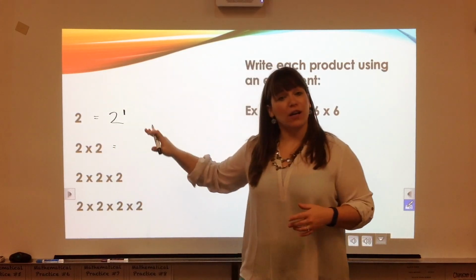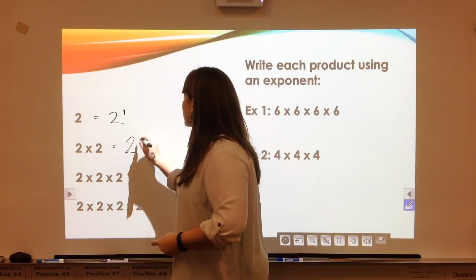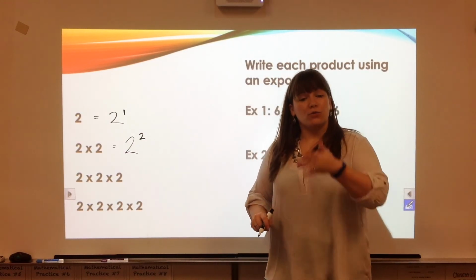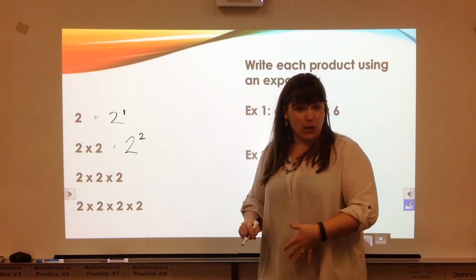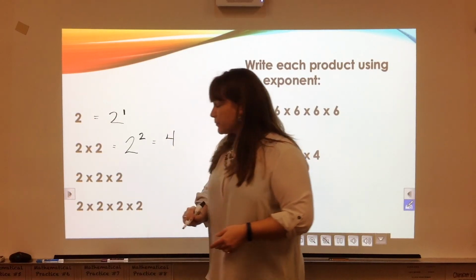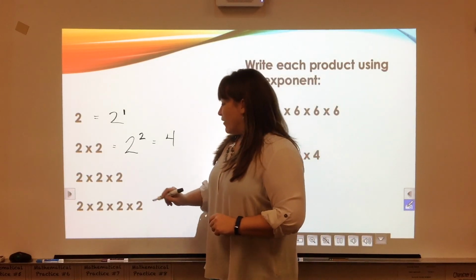Similarly, 2 times 2, there are 2 2's. So we have 2 as the base, and the exponent is 2. 2 squared, we could read that, or 2 to the second power. Then that's going to be a 4. Make sure you put a box around that 4 as the value.